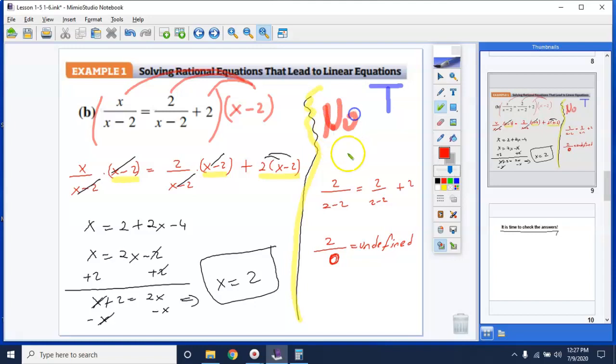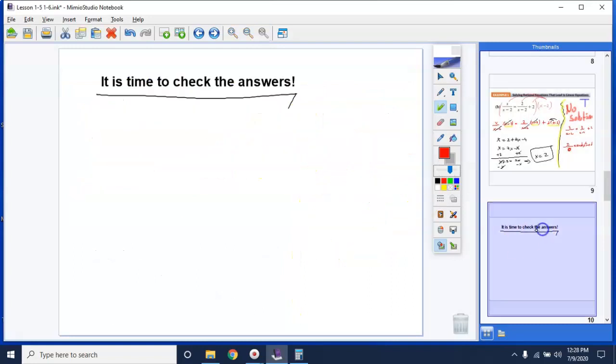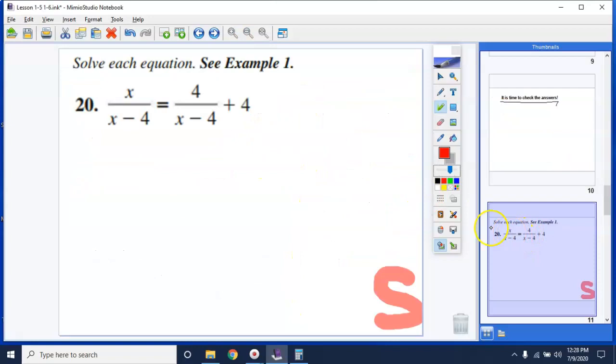No, it doesn't have a solution. Yeah, we got 2, but it didn't work out, because 2 over 0 is undefined, so it's going to have no solution. So at this moment, pause the video please and have a try at this, and do not forget to check your answer.